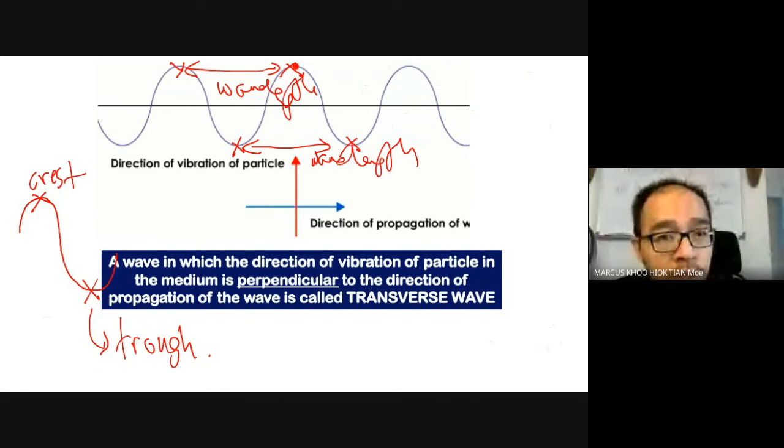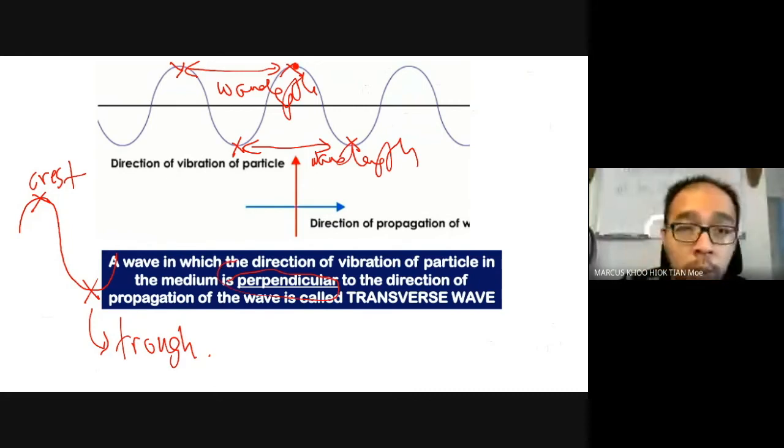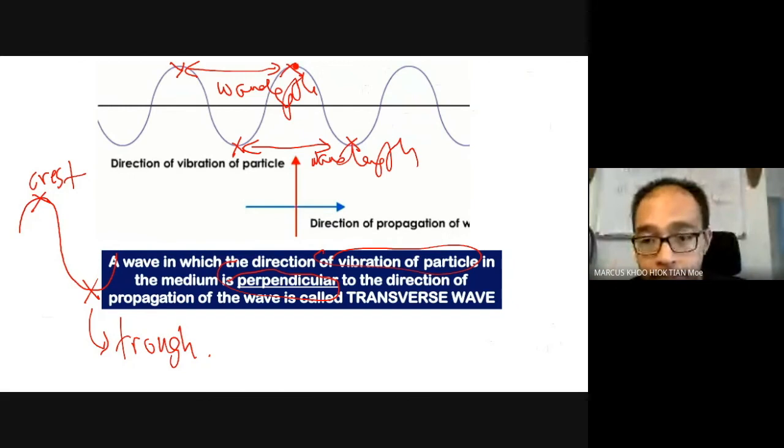So the transverse wave looks very different from a longitudinal wave. It is different because of whether the direction of the propagation of the wave is perpendicular or parallel to the direction of the vibration of the particle. Let's take a look at this video.